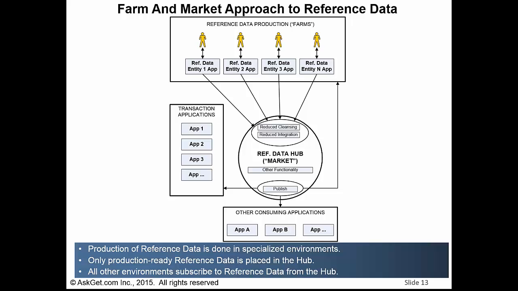So we have distinct farms for reference data, albeit in the same physical environment. They're logically separated, sending production-ready data to the market, and there's no need for state control in the hub. The consuming applications can take it with no worries. So I think this is the better architecture.